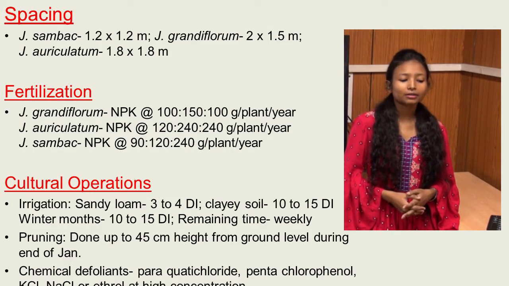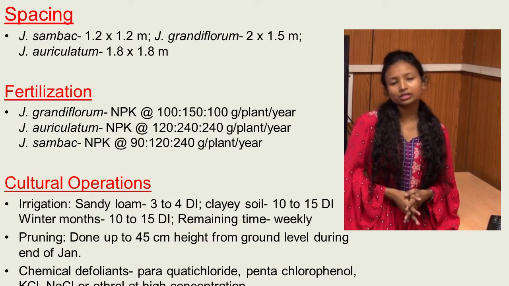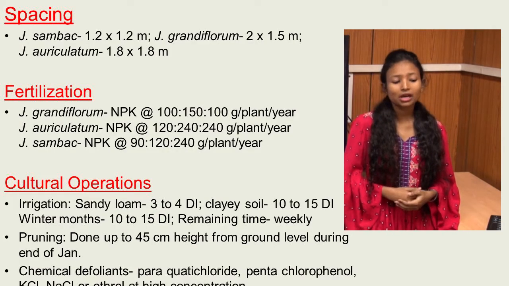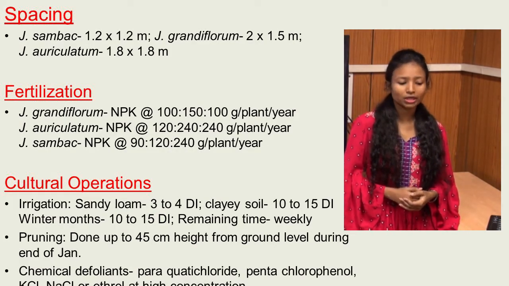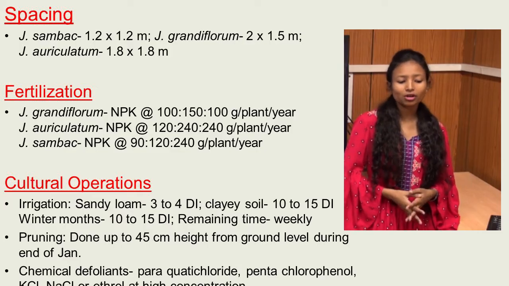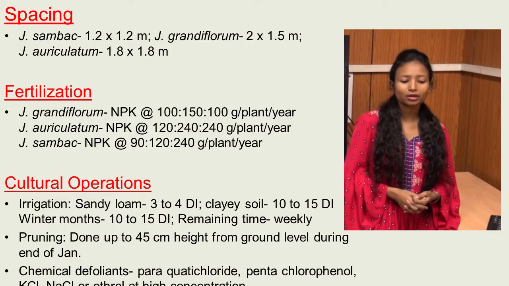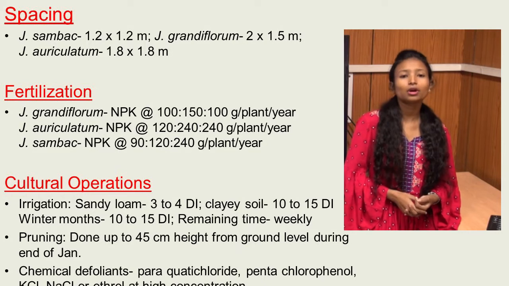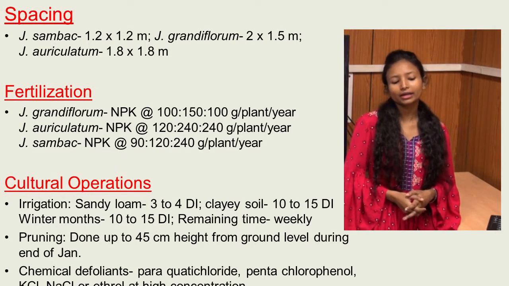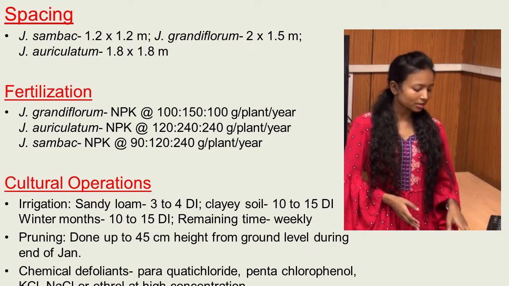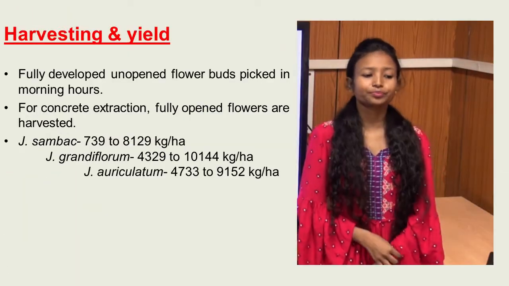In jasmine, chemical defoliants, which are mainly used to remove leaves, are also used quite popularly. These are the examples of chemical defoliants: paraquat dichloride, pentachlorophenol, potassium chloride, sodium chloride and ethephon. They are used at higher concentration for defoliation purposes.